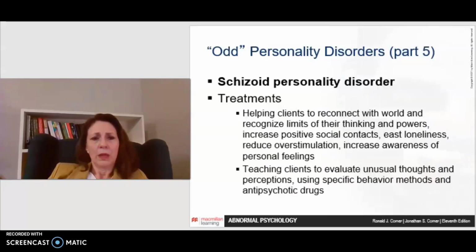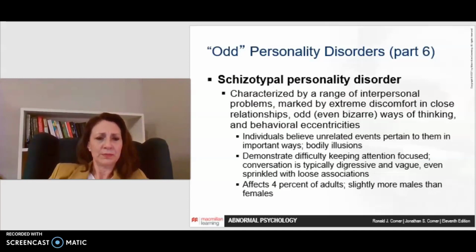Treatments involve helping clients reconnect with the world and recognize the limits of their thinking and powers, increase positive social contacts, ease loneliness, reduce overstimulation, and increase awareness of personal feelings. We also try to teach clients to evaluate their unusual thoughts and perceptions using specific behavior methods and antipsychotic drugs.